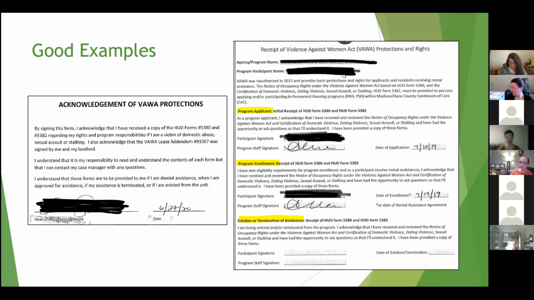Any questions on VAWA? I have a question for VAWA and lead-based paint. I have an addendum that I always add in, but sometimes landlords will already have one or the other or both. Should I still keep adding my own stuff in, or is theirs good enough?